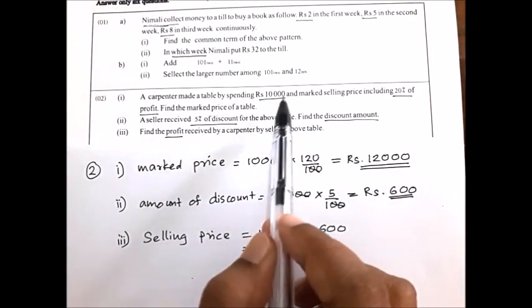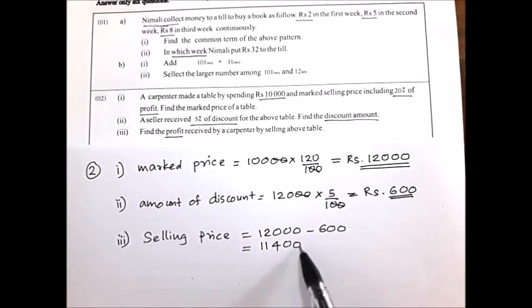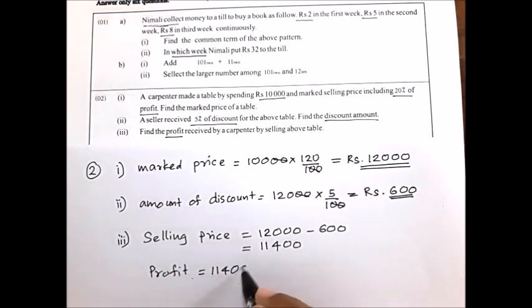Question asks profit received by the carpenter. The cost of production of the table is 10,000 rupees. Finally, he sold it for 11,400 rupees. So, what is the amount of profit obtained by the carpenter? Selling price minus cost of production. Answer is 1,400 rupees.